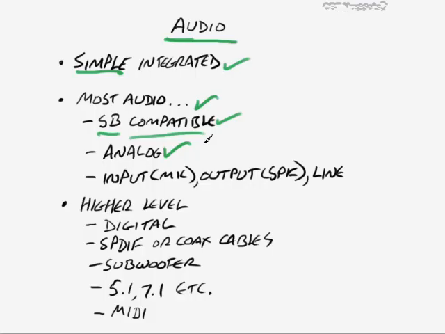Now, in addition to the standard ports that you see back there, you'll also have an input, which is normally pink in color. I'll show you that in a moment. An output, which is for your speakers. And you may also have a line in here. I should put line in there as well. This would be so that you could plug in a CD player or some other kind of a device and have it as an input into the sound card that you can then record with, for example.